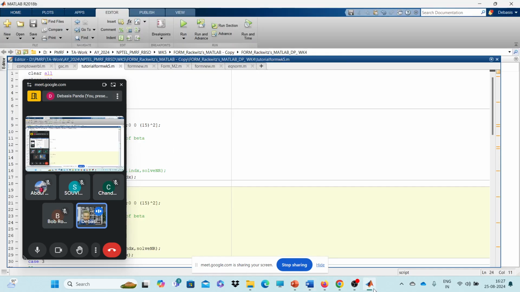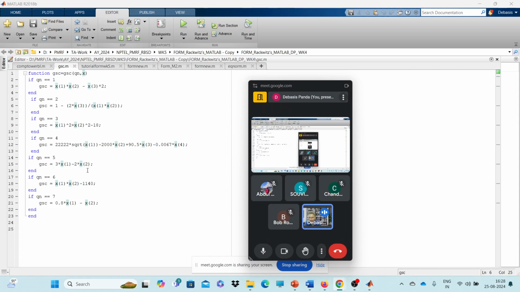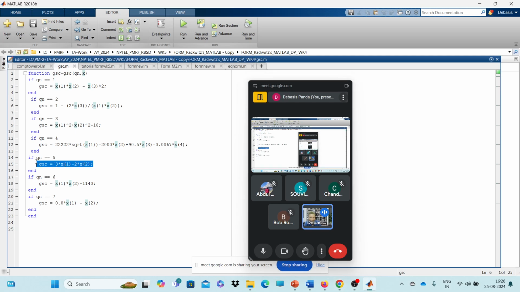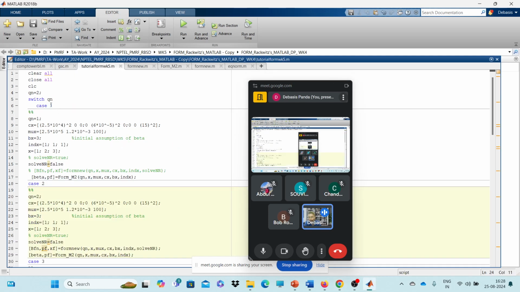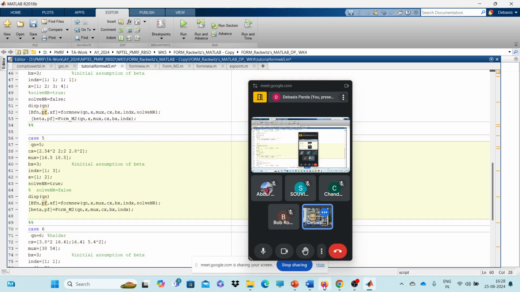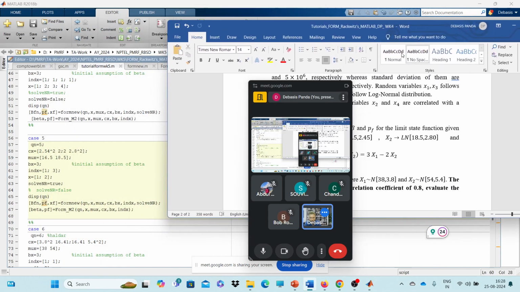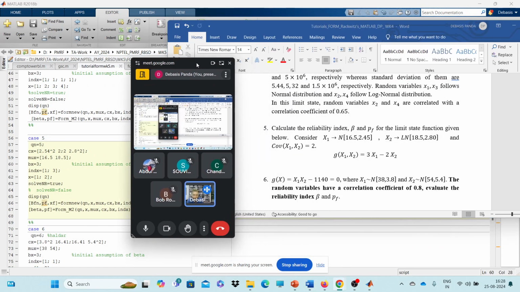Say I have added its limit state in the GSC function, the question number 5. Now you need to put all the parameters of these random variables and the limit state function in that question. So question number 5 here, look for the problem statement. Here we have two random variables, x1 and x2. Then mu x, how much is given here? Mu 16.5 for x1 and 18.5 for x2.